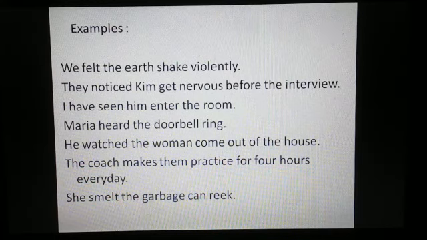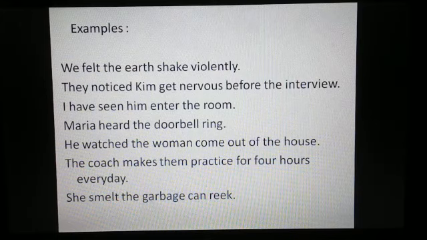Maria heard the doorbell ring. Maria is the subject. Heard is the second form of the verb. The doorbell is the object. Ring is the base form of the verb after the object.